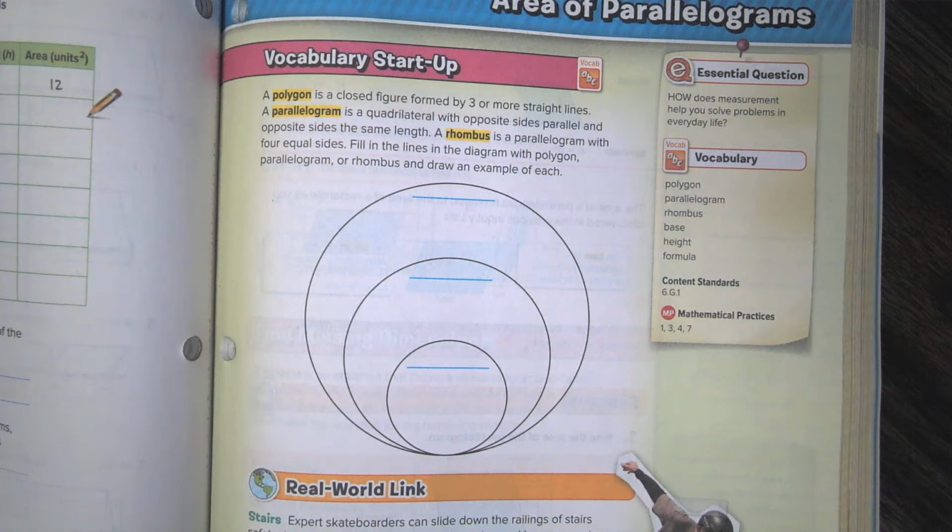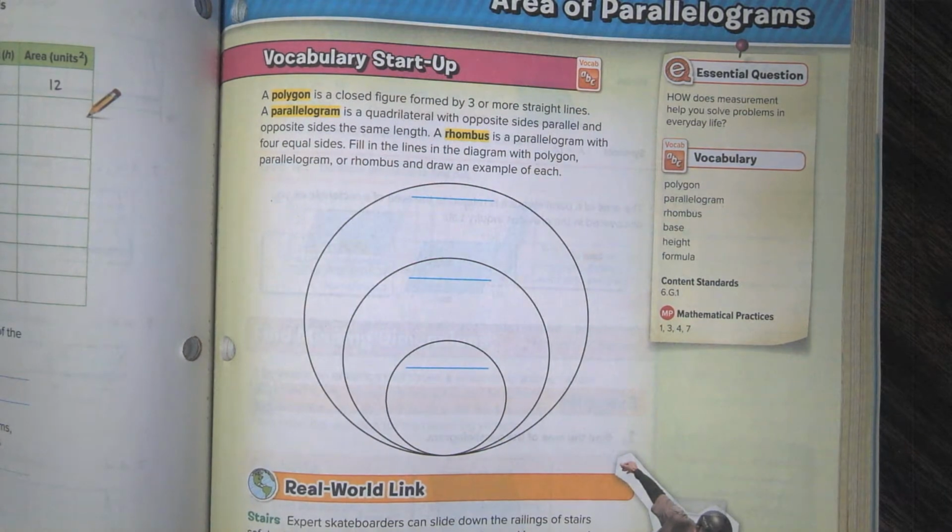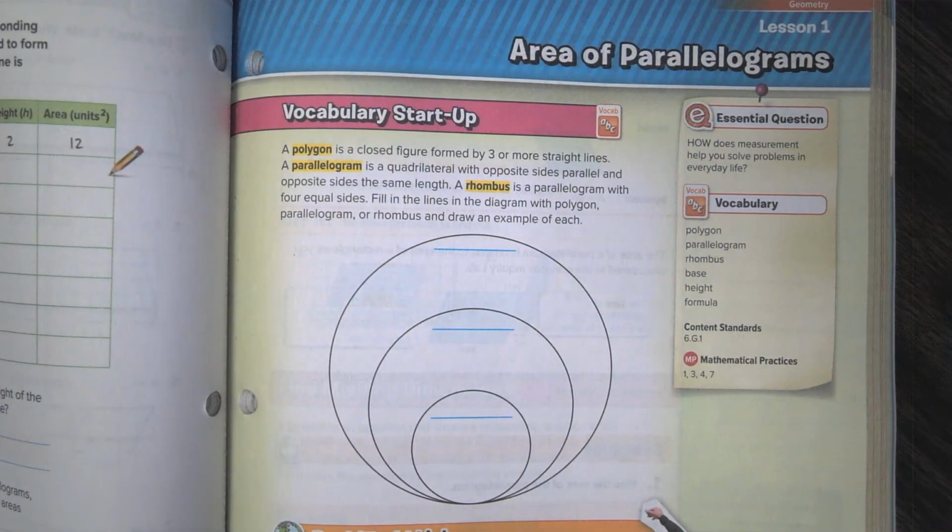Okay, so we are starting area. So area means how much space an object takes up. Okay, what do I mean by that? The area of the desk. Okay, we're talking about how much actual room this desktop has. That's what area means. Okay, so a polygon is a closed figure formed by 3 or more straight lines.